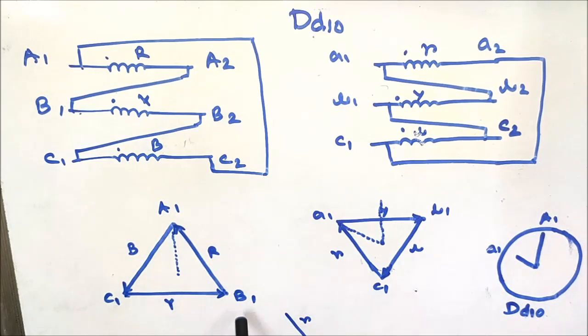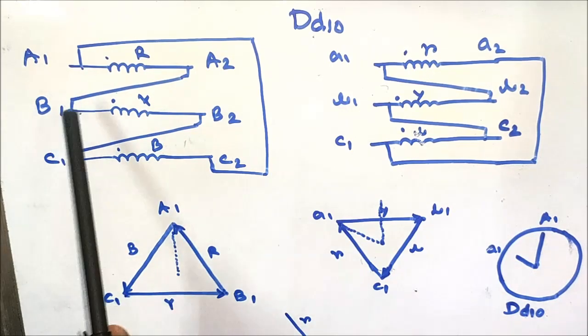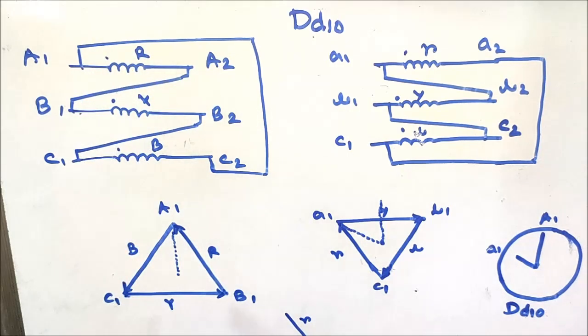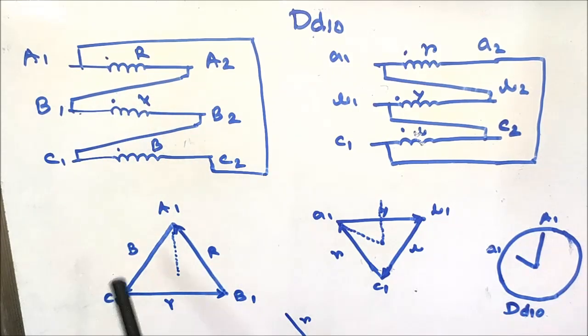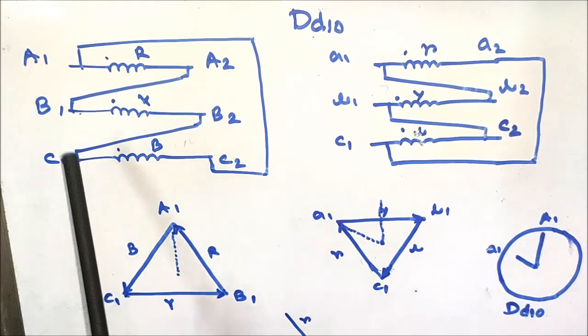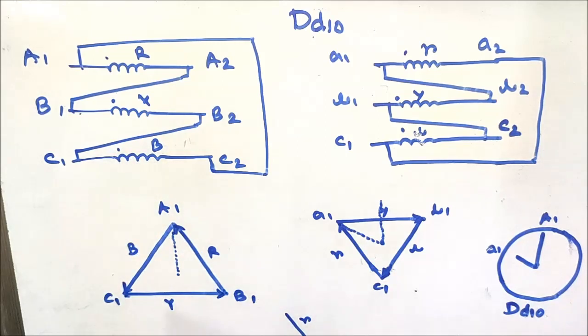In between A1 and B1 there exists the red phase coil. In between B1 and C1 there exists the Y phase coil. In between C1 and A1 there exists the blue phase coil in the HV side winding. So if I draw the virtual neutral and draw a straight line towards the A1 terminal, that is the red phase terminal, it will be at 12 o'clock in the clock rotation.